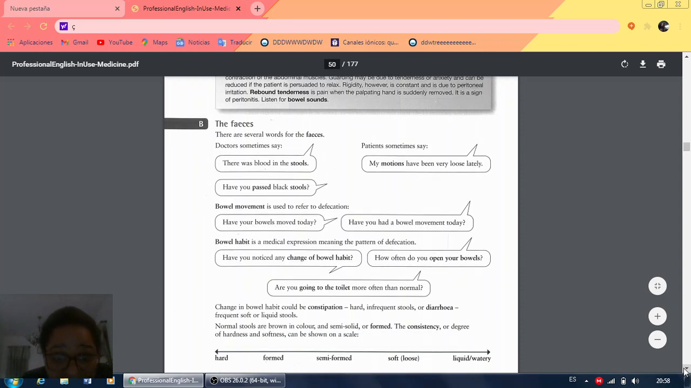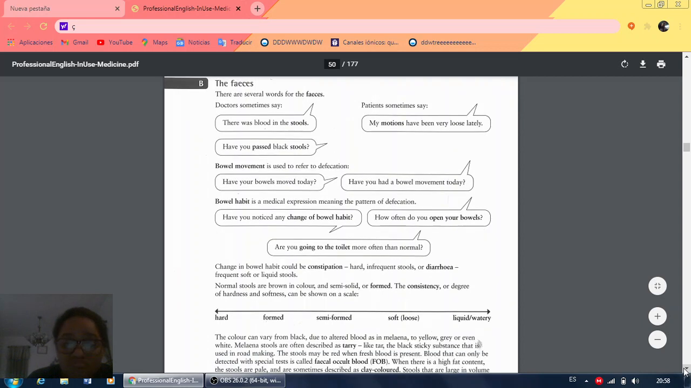Half history in medical express medical departments. Have you noticed any change of stools? How often do you open your bowels? Are you going to the toilet more often than normally? Change in bowel habit, constipation, a different stool, and diarrhea.